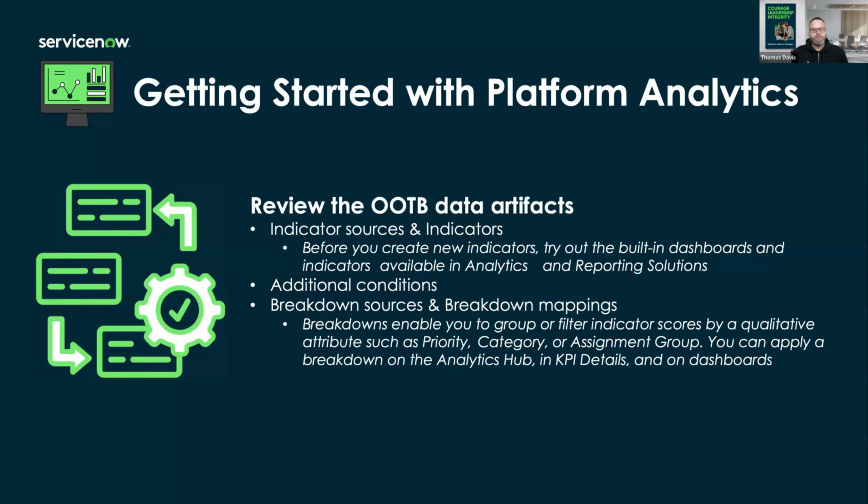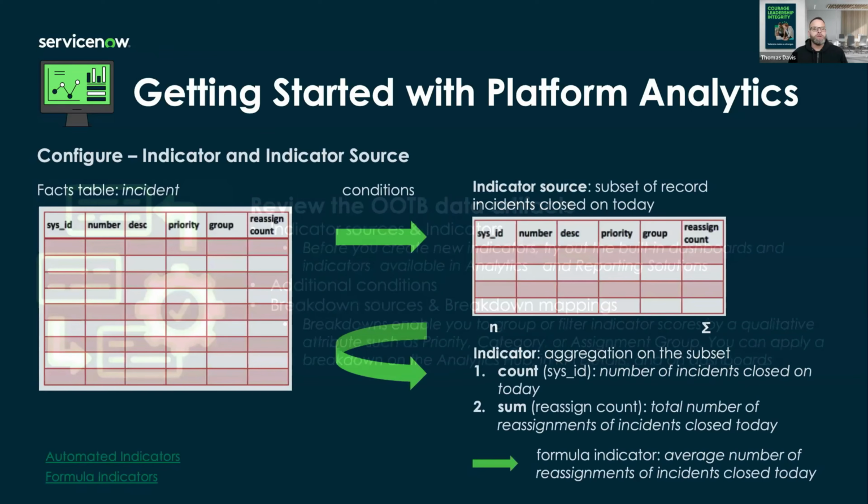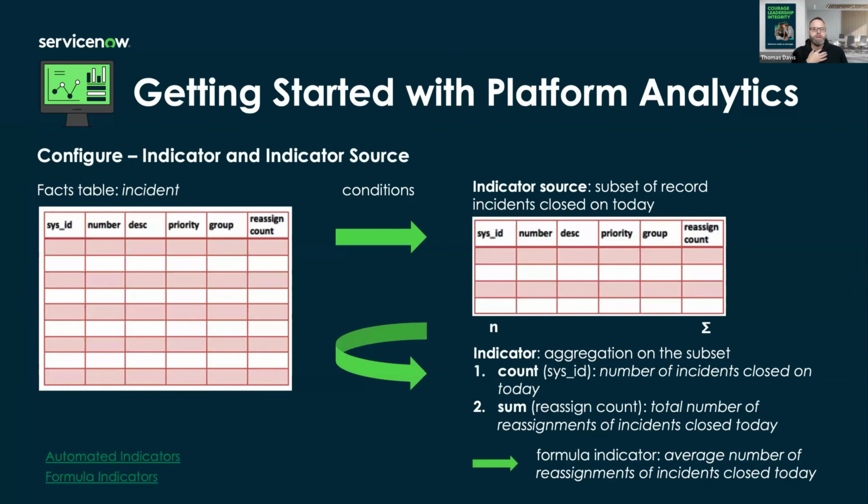So again, as we talked about the out of the box data artifacts, we were talking about the sources and indicators. If you're not familiar, basically your source is going to be the table that you're going to be looking at, and there, is it going to give you a count? Is it going to give you a sum? Depending on what you're actually looking at. In this particular case, we can see that the SysID is a count, and then the reassignment, for example, would be a sum. So how many times it's actually been reassigned. And then a formula indicator, the average number of reassignments of incidents closed today, you can use that.